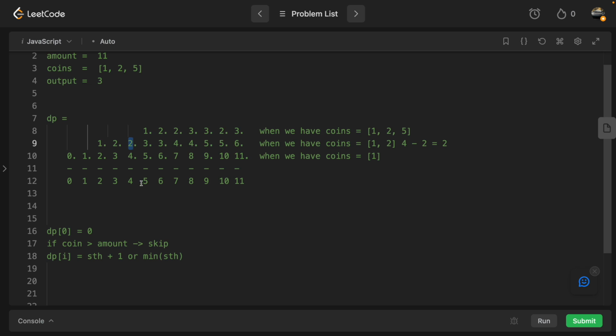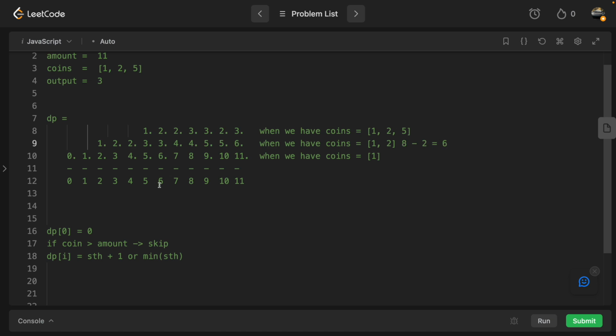What about 5? Here 5 minus 2 is going to be 3. So at the amount 3, we have the value of 2. 2 plus 1 equal 3. Next, 6 here. 6 minus 2 is going to be 4. At index 4 or at the amount of 4, we have the value of 2. And 2 plus 1 is equal 3. And next 7. 7 minus 2 is equal 5. And 5 we have the value 3. 3 plus 1 equal 4. And what about 8? 8 minus 2 equals 6.